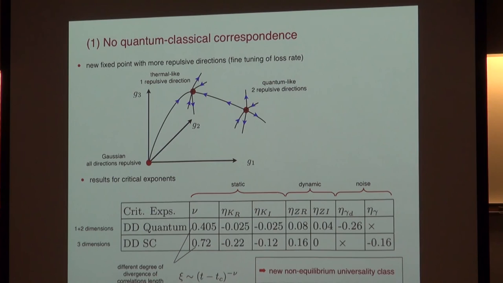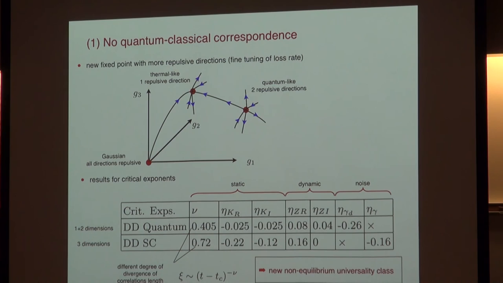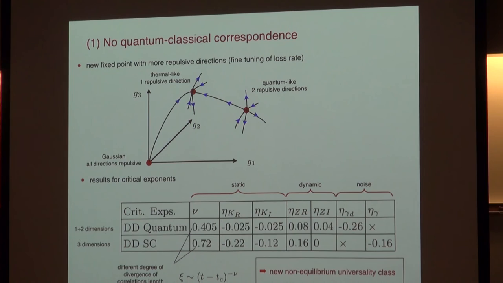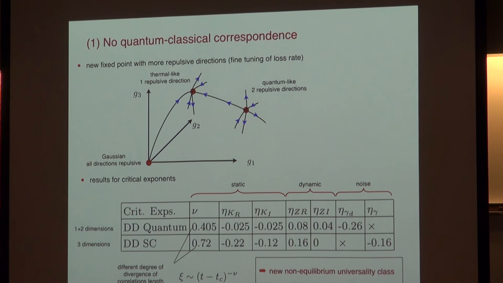OK, so we found a new fixed point, which is less stable than the one I was discussing previously. And this nicely fits with the expectation that just as in a quantum critical point, we have two fine tunings, two directions we have to fine tune in order to reach this critical point. That's nicely reflected in this analysis, two repulsive directions. And this is a set of numbers. Don't look at the details. Just comparing this and the second line tells you something number-wise important, namely there is no quantum classical correspondence, which should be reflected in the static critical exponents here in these two rows for a classical and a quantum problem. It should be possible to link them to each other, and the numbers should be the same. That's not happening. So it's already an indication of a really new non-equilibrium universality class.